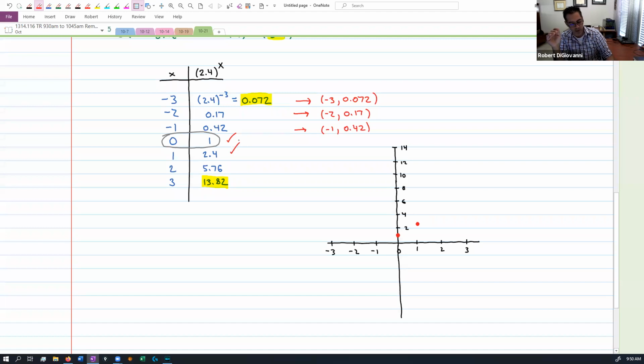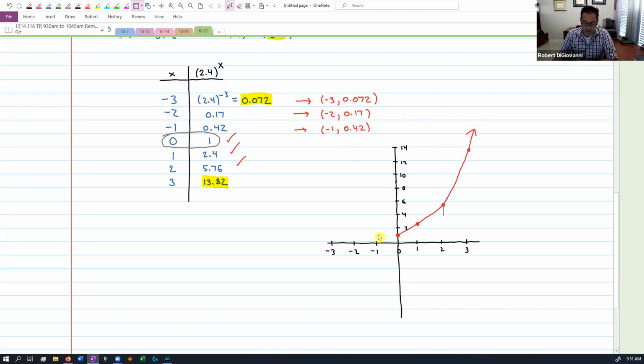Got that one. If I go out 2, I go almost up to 6, 5.76, something like that. And then if I go to 3, I'm almost up at 14. So I'm like right here. And so what I can do is connect these with a curve like this and a little arrow at the end, and that will show my exponential growth.